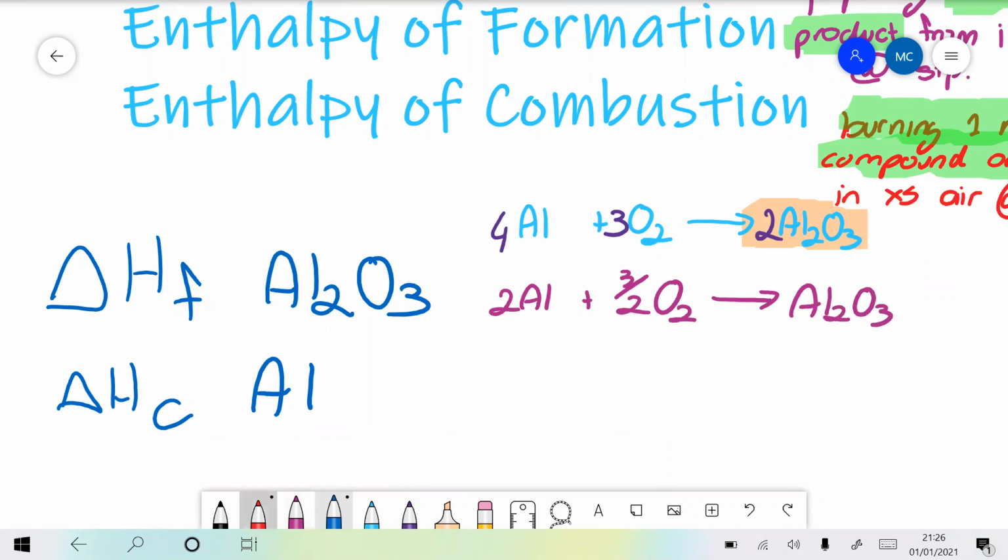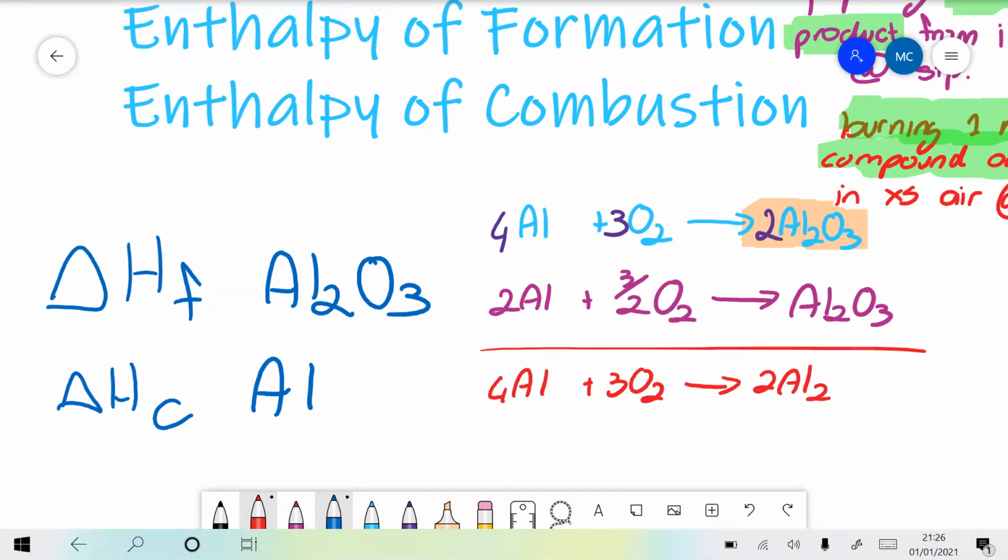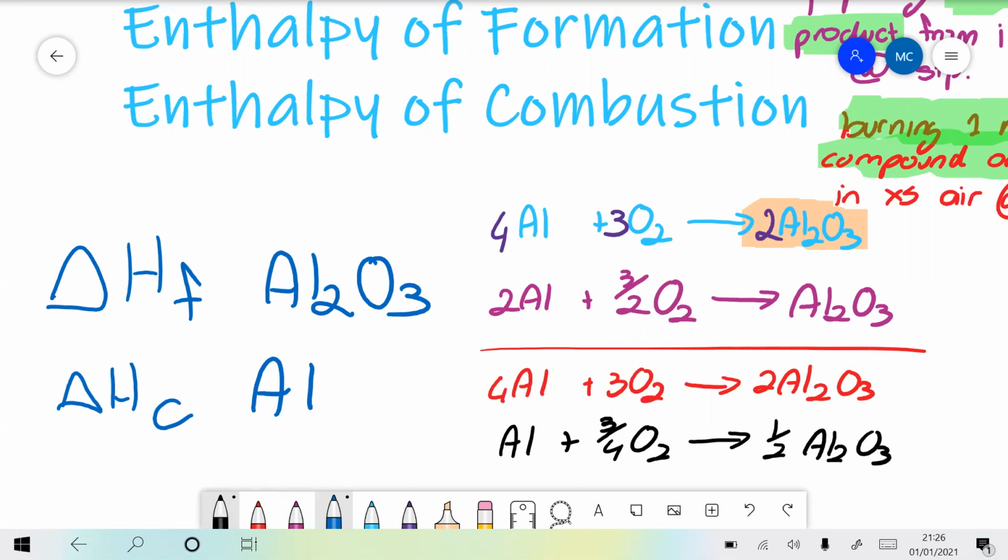On the other hand, for the combustion of aluminum, we can start with the same reaction, but this time around, we need 1 mole of aluminum rather than 1 mole of aluminum oxide. And this ends up having Al plus 3/4 O2 to give 1/2 Al2O3, where we divided the original balanced equation by 4.